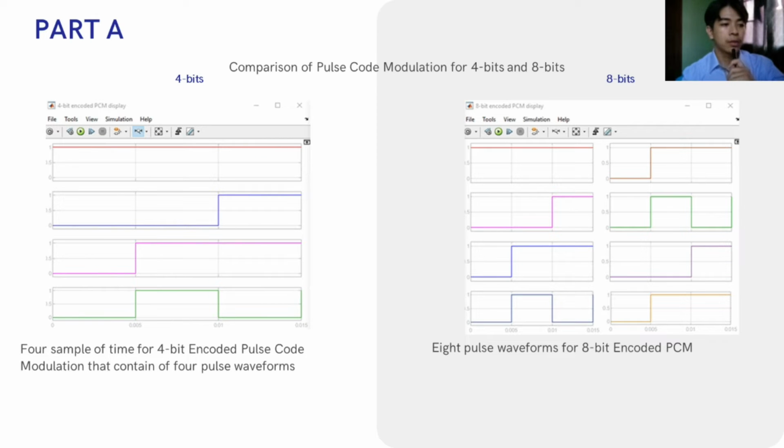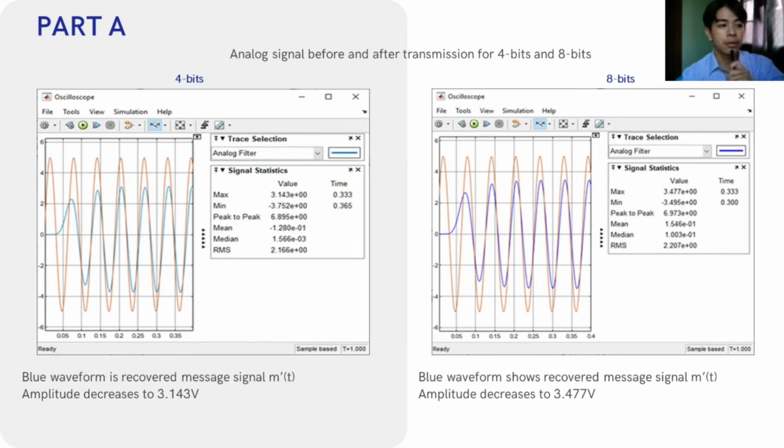So now we need to compare the analog signal before and after transmission for 4 bits and 8 bits. On the left side we can see that the blue waveform is the recovered message signal, and the amplitude decreases to 3.143 volt. And then on the right side, which is the 8 bits, the analog signal is represented by the blue waveform, which is the recovered message signal, and the amplitude decreases to 3.477 volt.